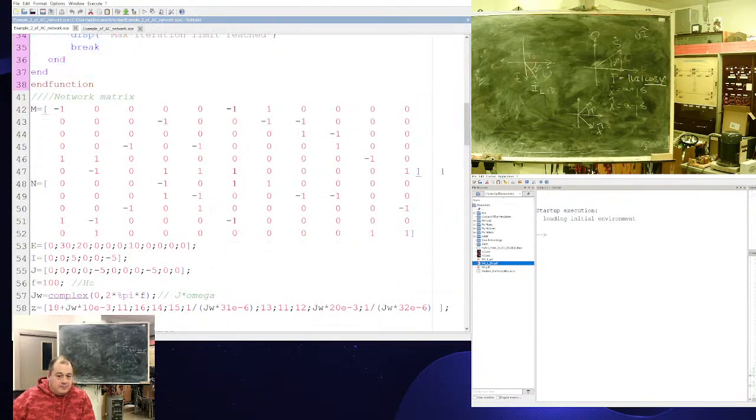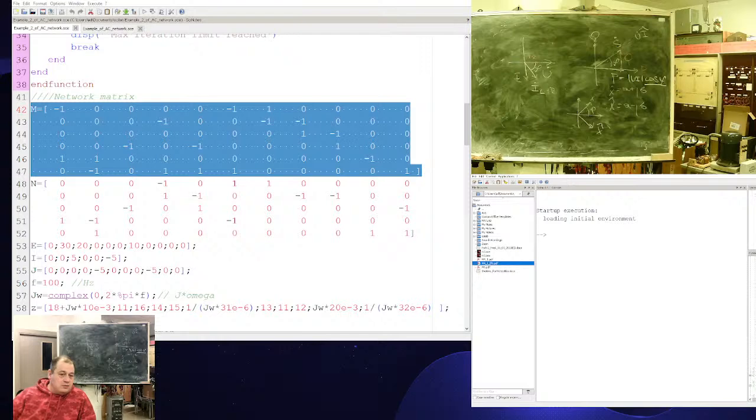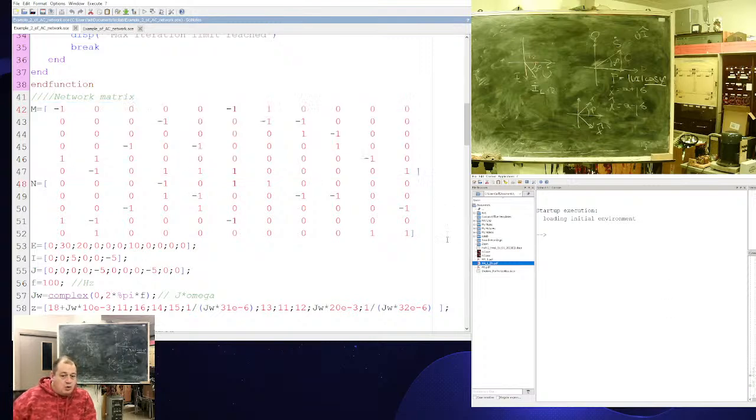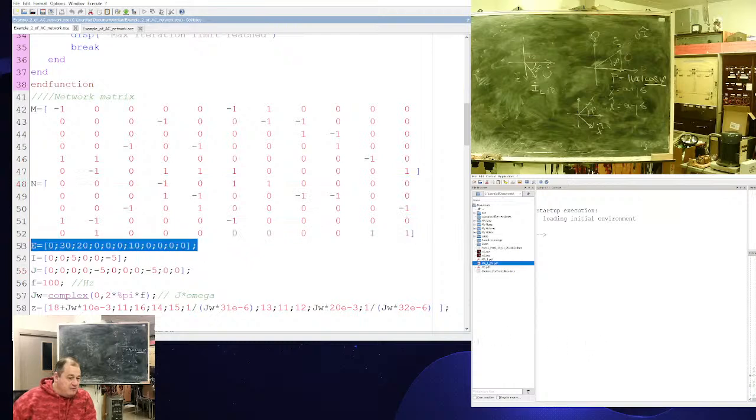Next. What's this? We saw it somewhere, no? Here it is, my network first incidence matrix. My network topology now as a matrix. Contours as a matrix. EMF vector as a matrix. Current sources.